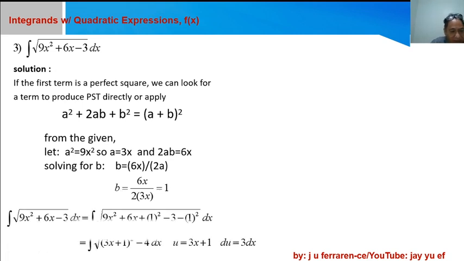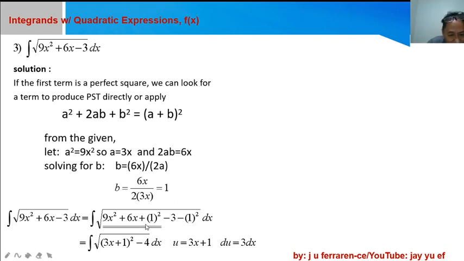So, you can have the square root of 9x squared plus 6x, you add your 1, but you take it as square because that is b squared. This is b only. But 1 squared is still 1. You are adding 1, so to neutralize, you also have to subtract. If you add, you also have to subtract the same term.